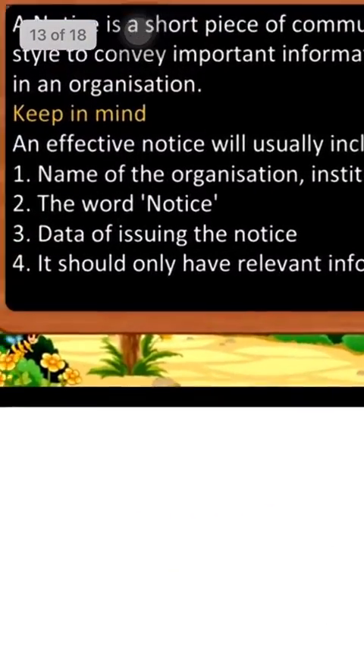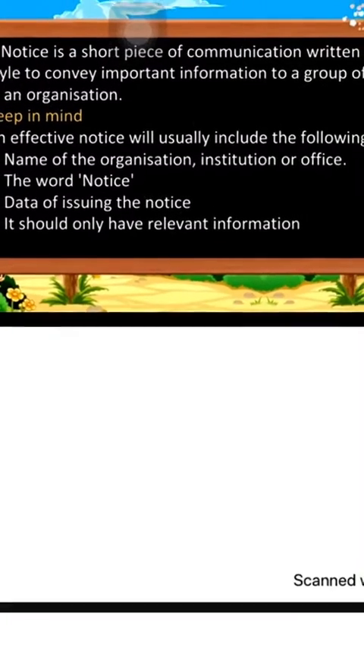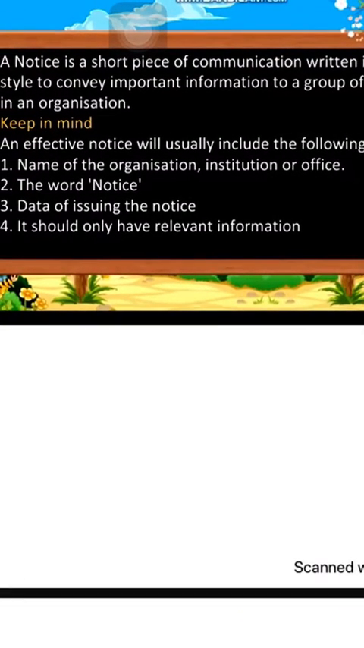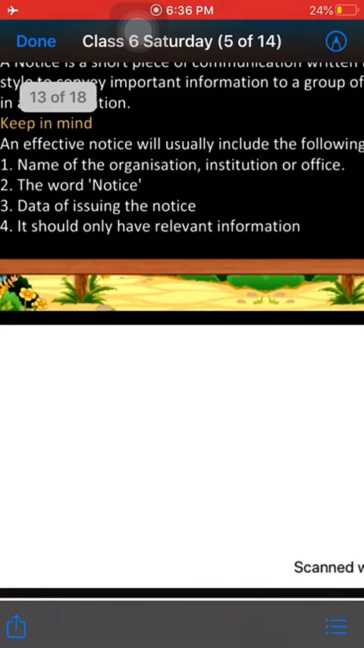Then what are the things we have to keep in mind while writing a notice? Name of the organization, institution or office, which could be given in your question also. If it is not given, in that case you could choose any school's name. Then the word notice will come. Then the date of issuing the notice. Here the spelling of the date is incorrect, but you know in which manner you have to write a date: first the date in number, then the month in words, and then the year in number.